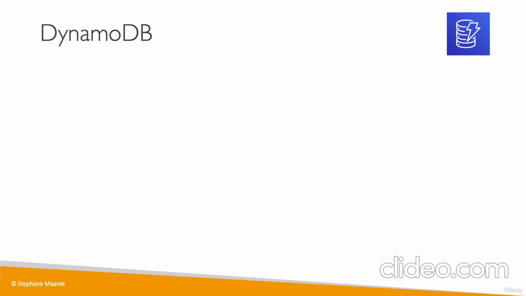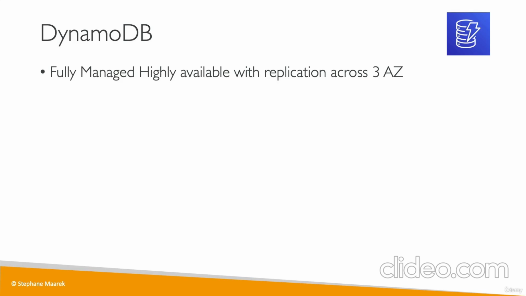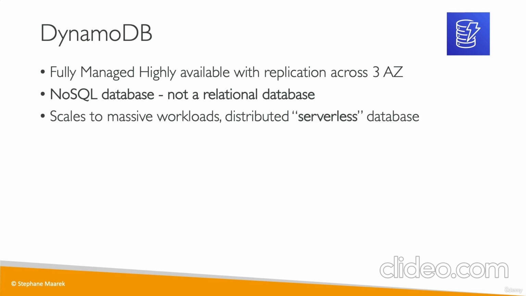So now let's talk about DynamoDB. DynamoDB is a fully managed, highly available database with replication across 3 availability zones. It is part of the NoSQL database family, so it's not a relational database. DynamoDB is one of the flagship products of AWS. It scales to massive workloads, and it's a distributed serverless database. That means that we don't provision any servers. With RDS or with ElastiCache, we need to provision an instance type, but with DynamoDB, we don't, so it's called a serverless database, but there are still servers in the backend, we just don't see them.